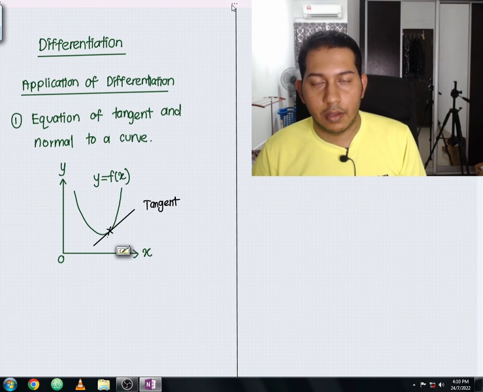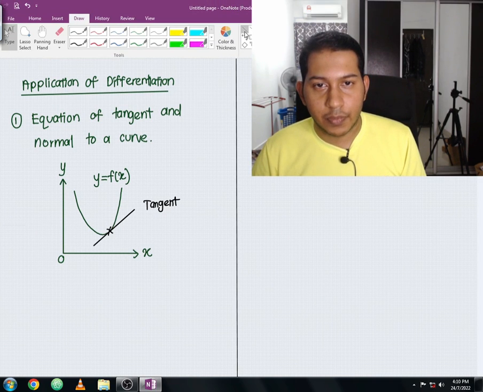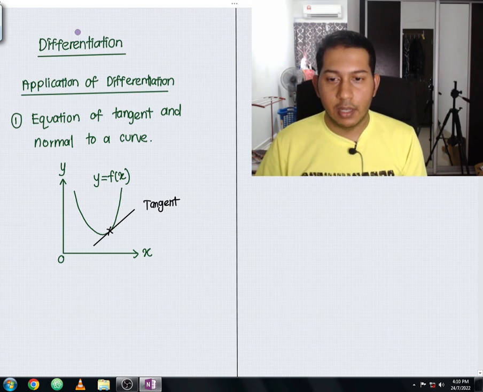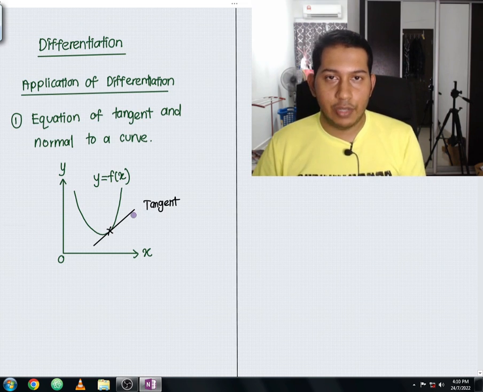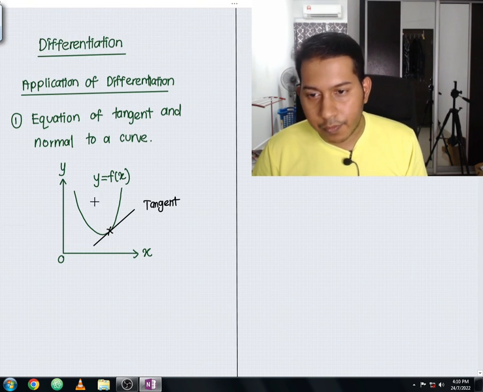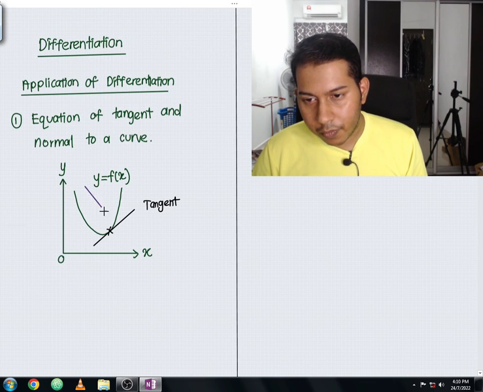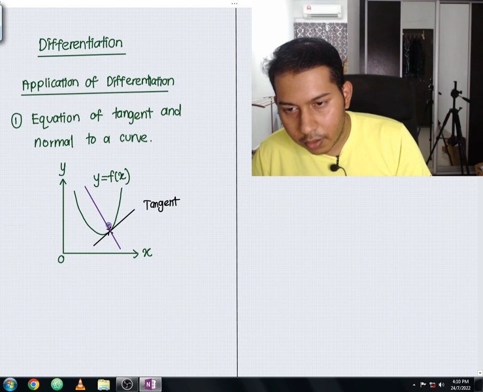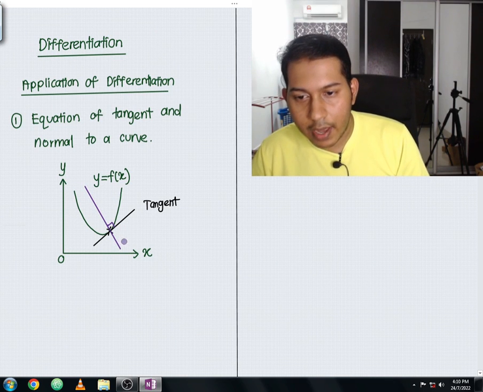And from here, let me draw a normal line, which means that line is perpendicular to the tangent line. So let me just draw a 90 degree angle. And this one will be a normal.